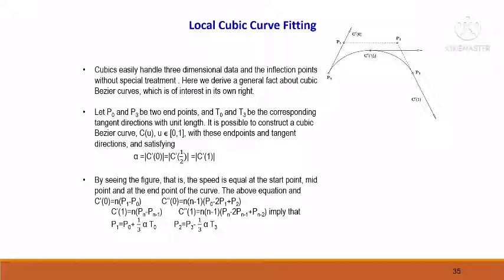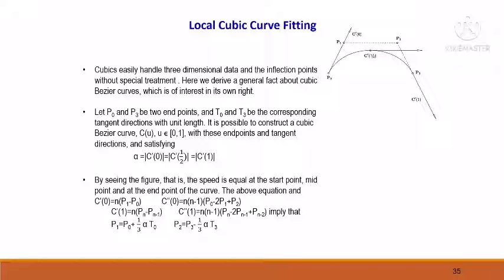Local cubic curve fitting. Cubics easily handle three-dimensional data and inflection points without any special treatment. Here, we derive a general fact about cubic Bezier curves, which is of interest in its own way. Let P0 and P3 be two endpoints and T0, T3 be the corresponding tangent directions with unit length. It is possible to construct a cubic Bezier curve C of u, where u can be either 0 or 1, with these endpoints and tangent directions and satisfying alpha equal to mod of c dash of 0, or mod of c dash of half, which is also equal to mod of c dash of 1.